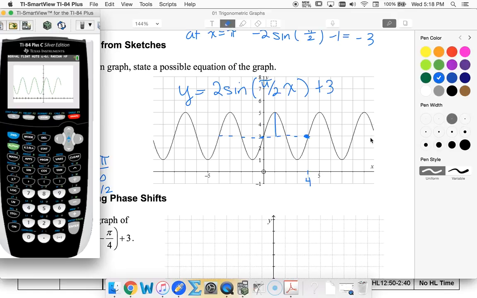And I can calculate a value. I think that at 4, my y value should be 3, so let's test that. So second calc, I want a value for x equals 4. And sure enough, I get a y value of 3. So this equation makes sense.